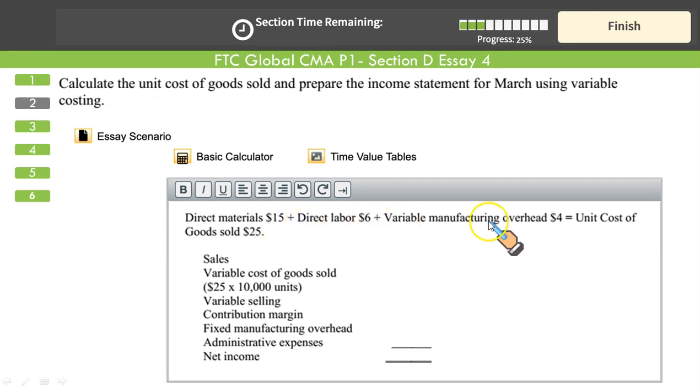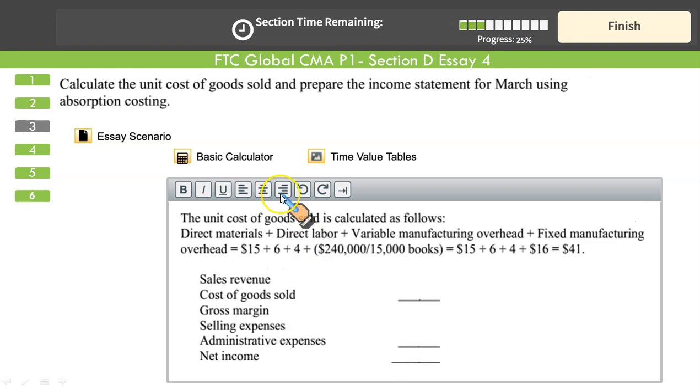15 plus 6 plus 4 is the variable cost of this. This is the unit cost of goods sold, or unit manufacturing cost, under variable costing. And you simply use this information to calculate your contribution, and after deducting variable selling, fixed manufacturing, and fixed administration, it gives you net income. You need to do the same thing using absorption costing.